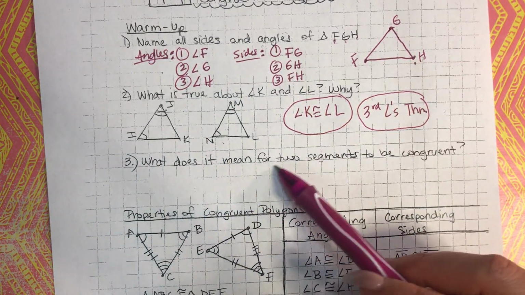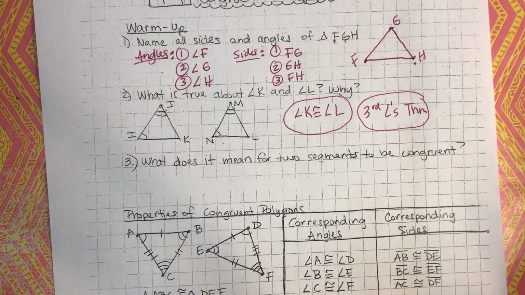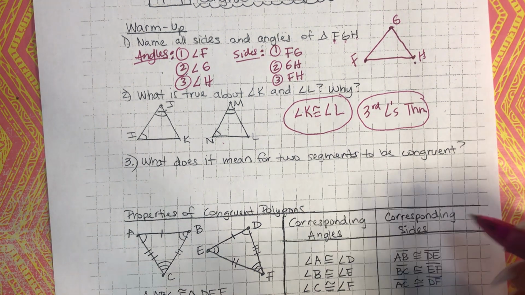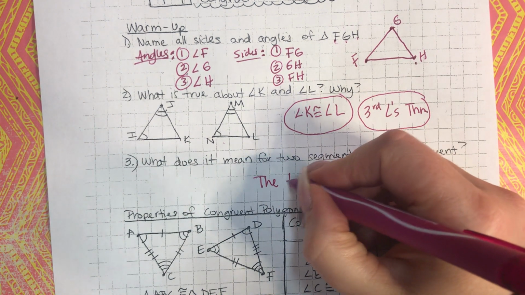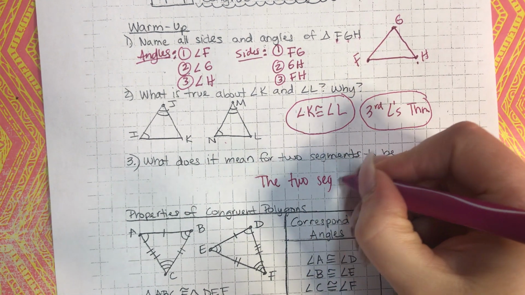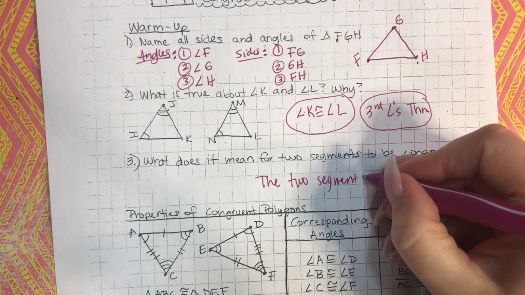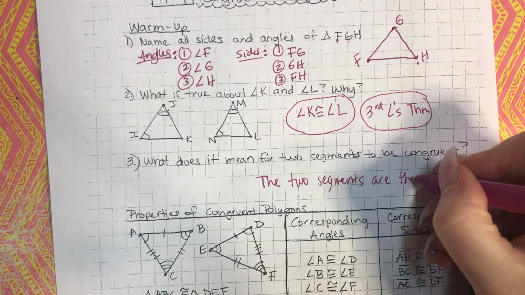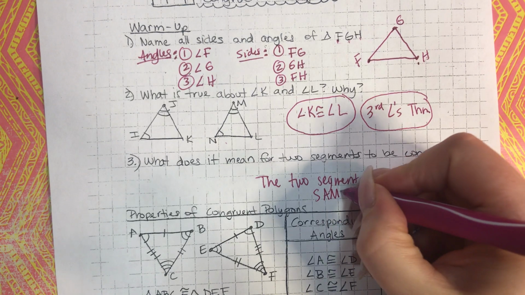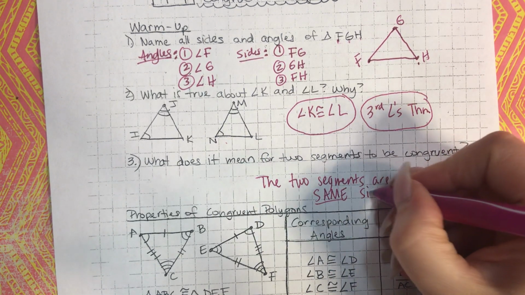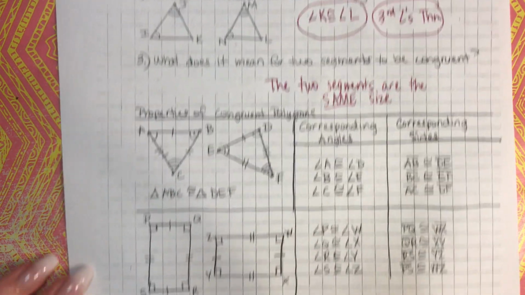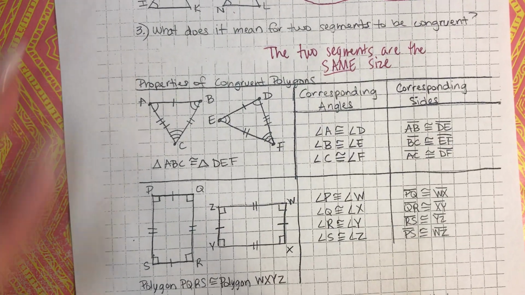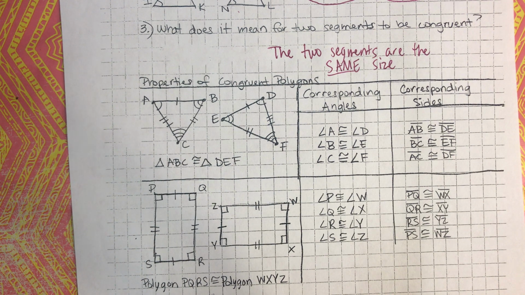And lastly, what does it mean for 2 segments to be congruent? Well, 2 segments being congruent just means that they are the same size. Okay, perfect. All right, so we're going to talk about properties of congruent polygons, and we're going to use this throughout the section. It's very important.